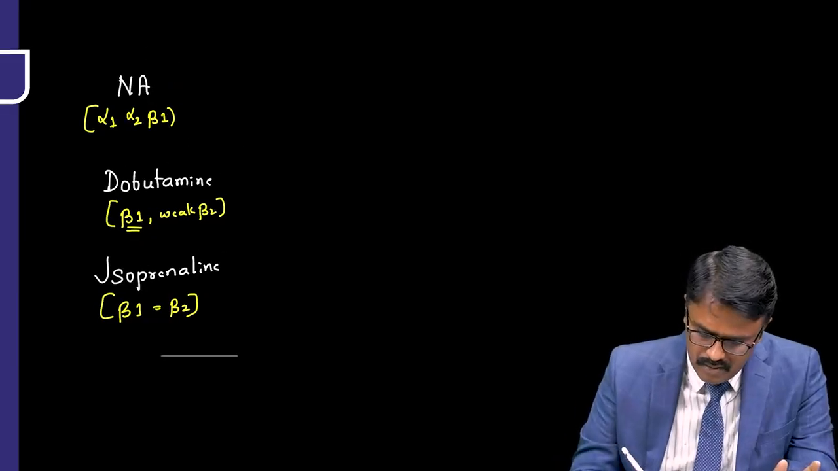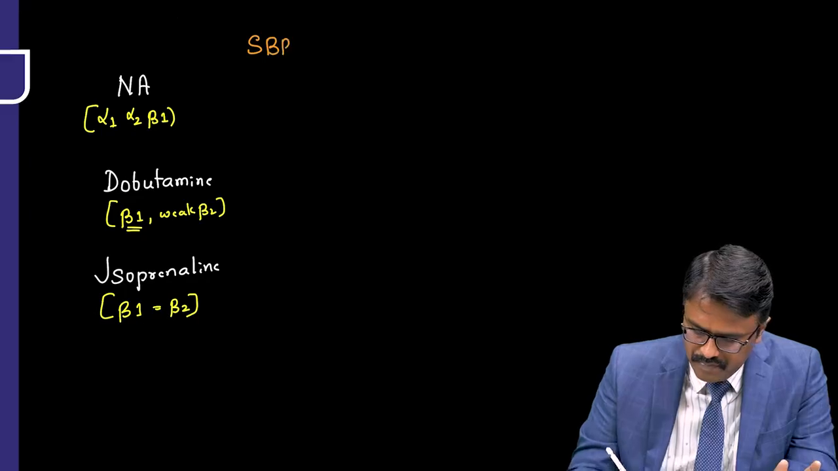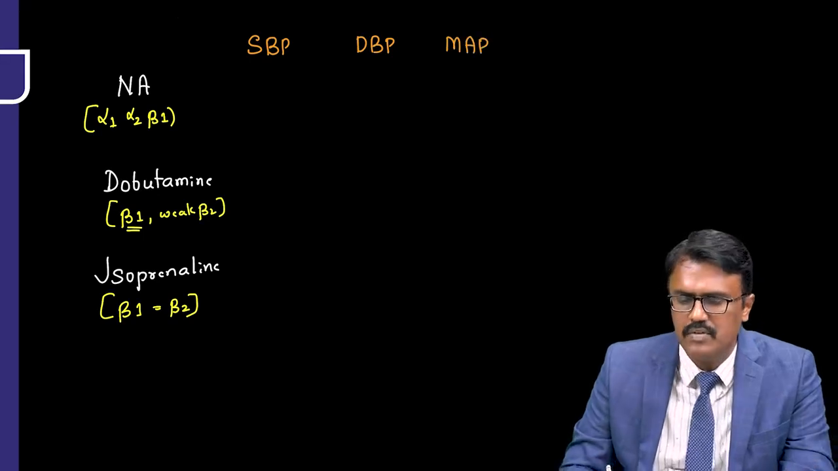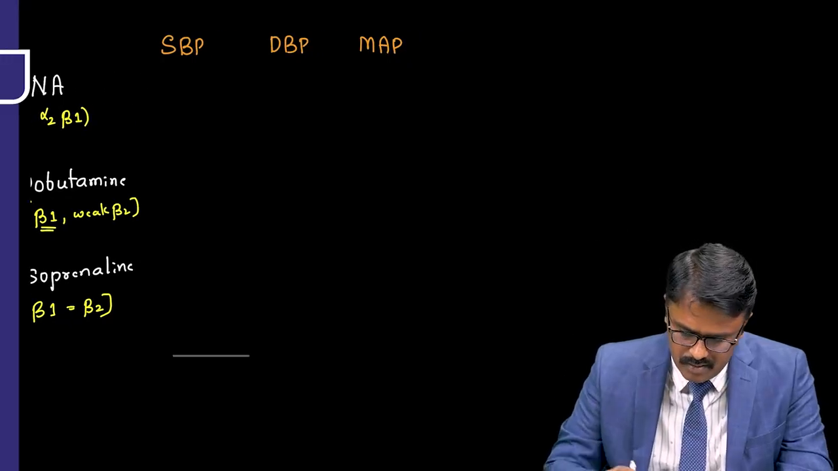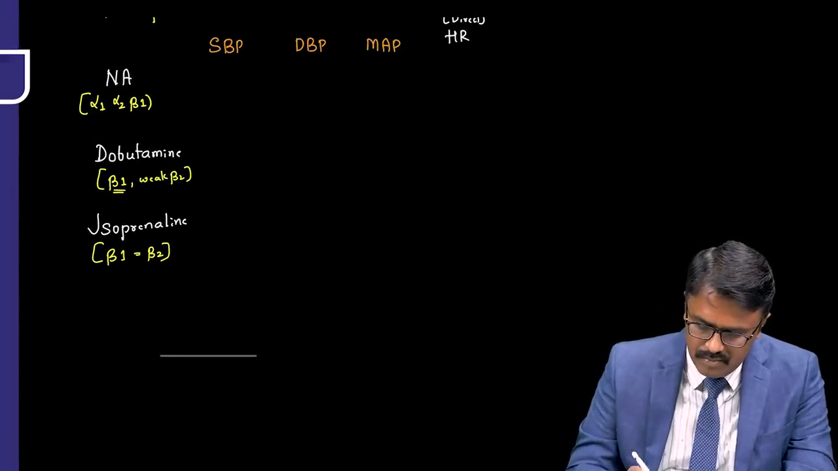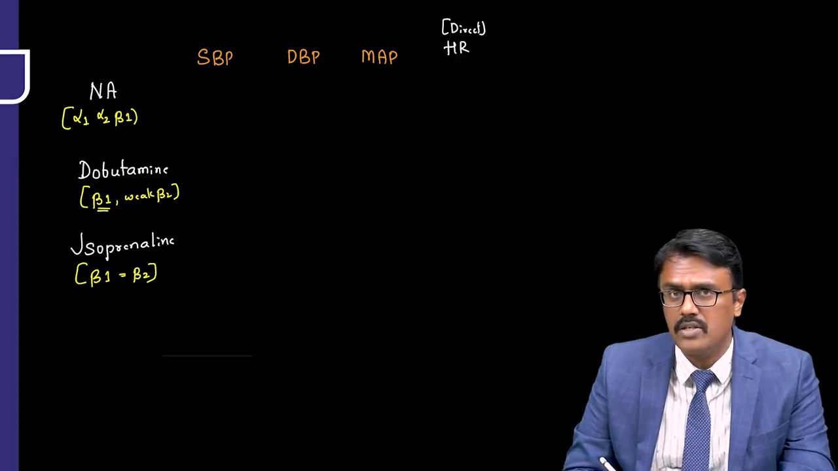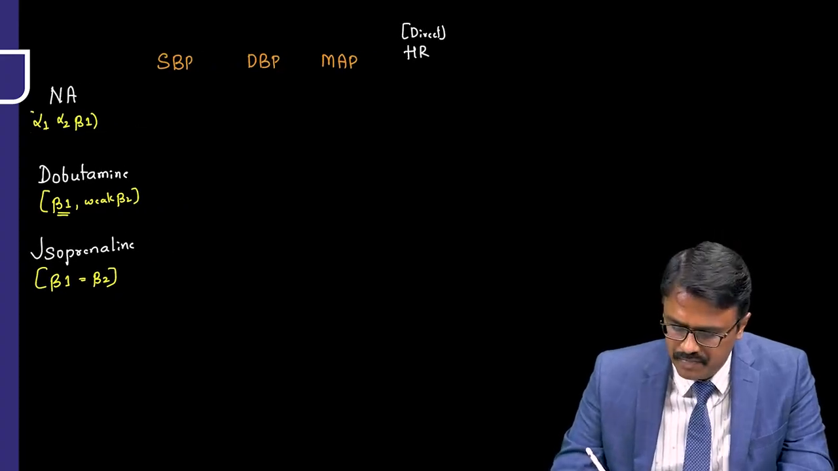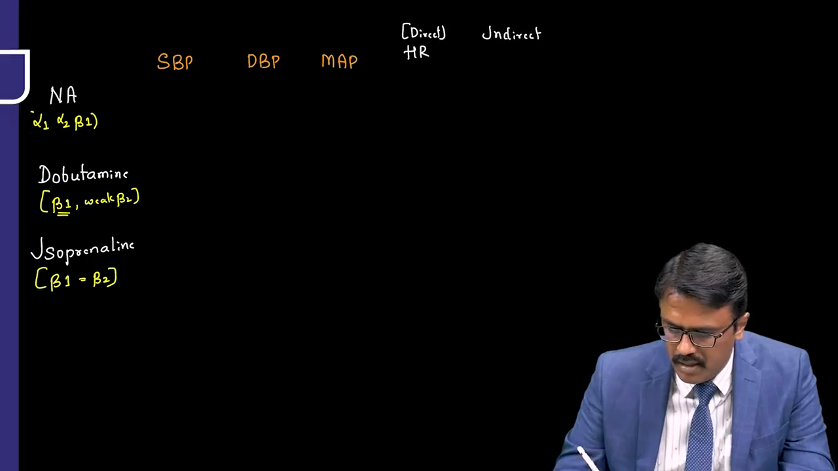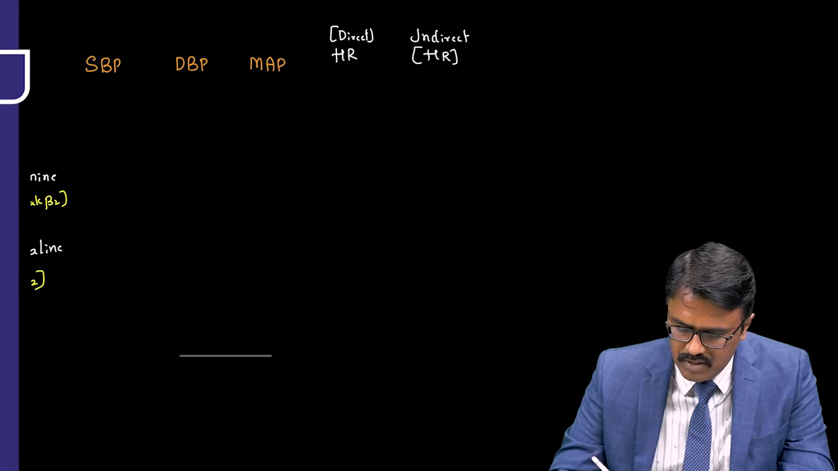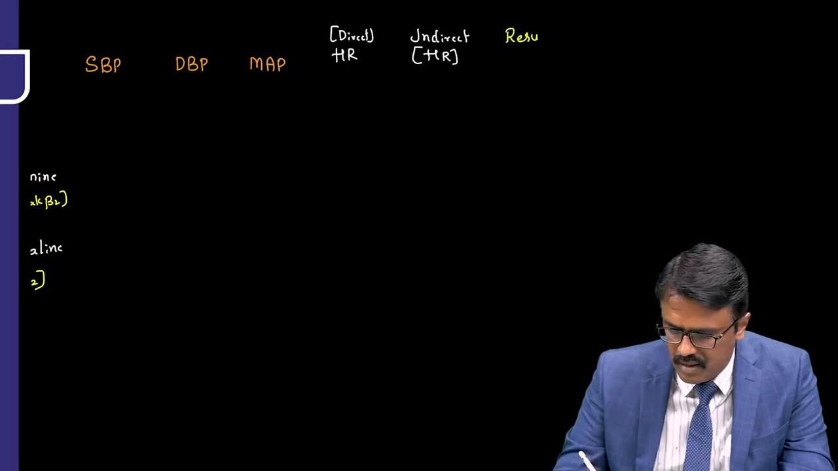Now, let me write the blood pressure, systolic blood pressure, diastolic blood pressure, and what happens to the mean arterial pressure. And once we know the mean arterial pressure, what happens to the heart rate? What is the direct effect on the heart rate? So, let me take it down. The systolic blood pressure, diastolic blood pressure, mean arterial pressure, and heart rate. And what happens to the heart rate directly? And what happens to the heart rate indirectly? And what is the net result of this heart rate?